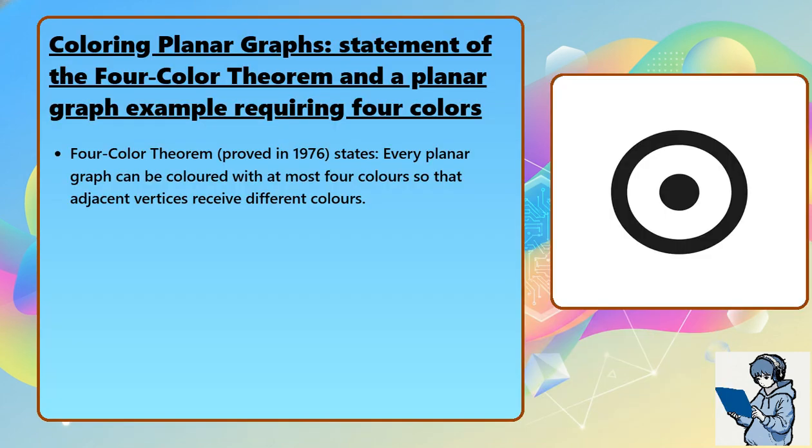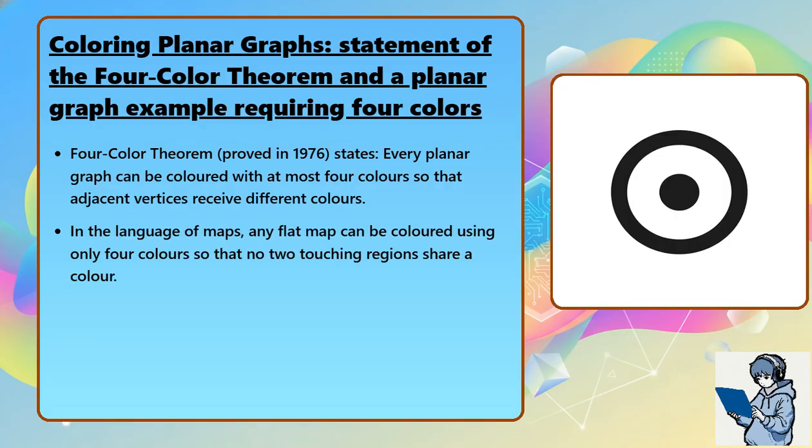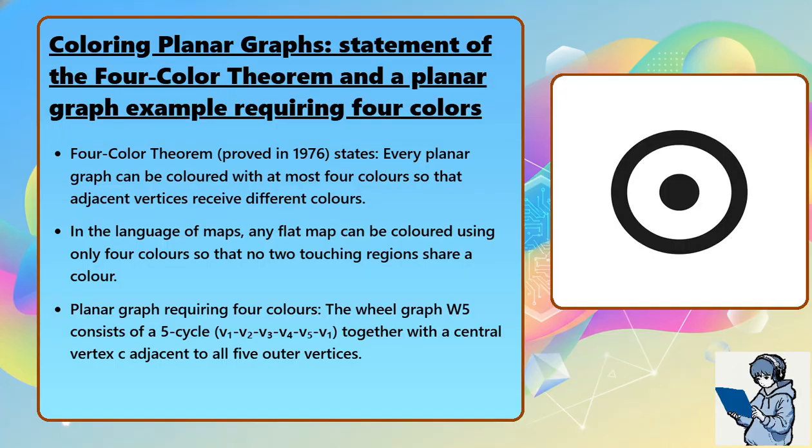Four-color theorem, proved in 1976, states: every planar graph can be colored with at most 4 colors so that adjacent vertices receive different colors. In the language of maps, any flat map can be colored using only 4 colors so that no two touching regions share a color. Planar graph requiring 4 colors.